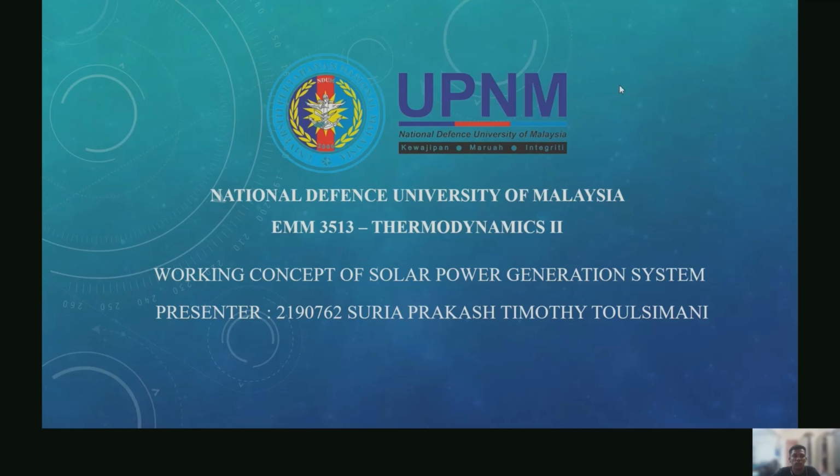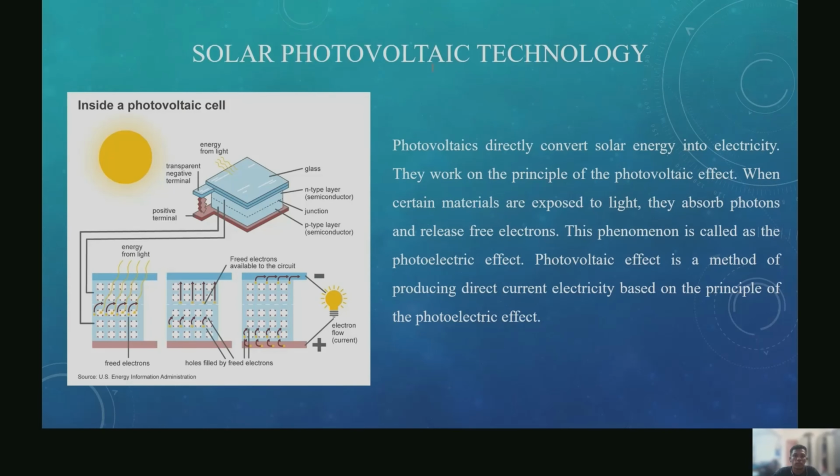Electrical energy can be harvested from solar power by means of either photovoltaics or concentrated solar power systems, also known as CSP systems. So for solar photovoltaic technology, photovoltaics directly convert solar energy into electricity. They work on the principle of the photovoltaic effect. When certain materials are exposed to light, they absorb photons and release free electrons. This phenomenon is called the photoelectric effect.